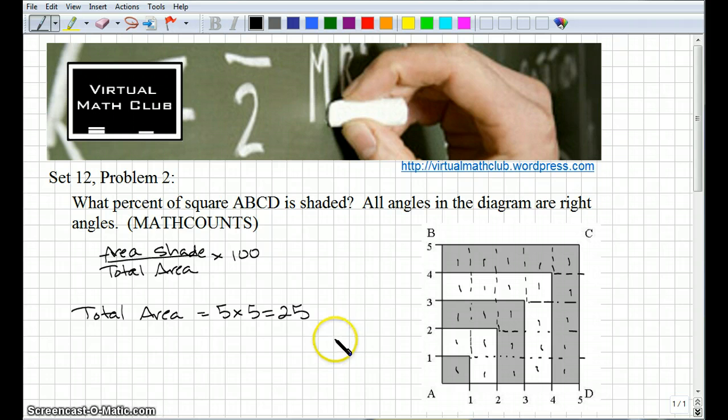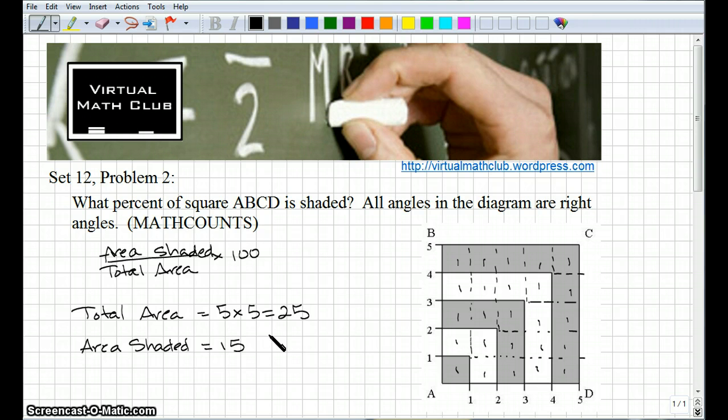And then we want to know what percent is shaded, so there's a couple ways we could think about that. We could count up the number of shaded squares directly. So we have 1, 2, 3, 4, 5, 6, 7, 8, 9, 10, 11, 12, 13, 14, 15. So the area shaded, this should have been a D up here, looks like, is 15.